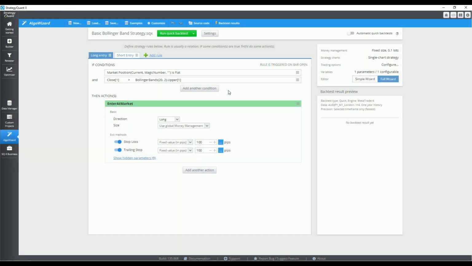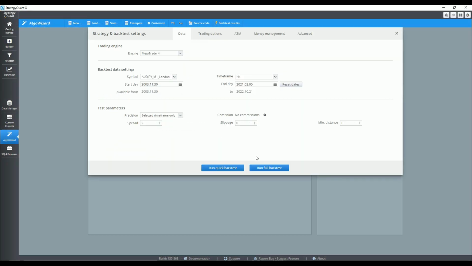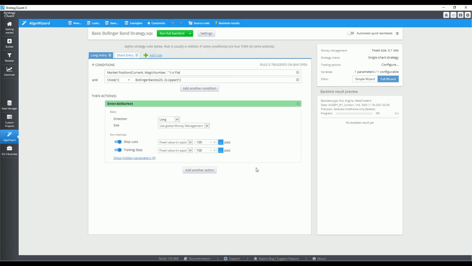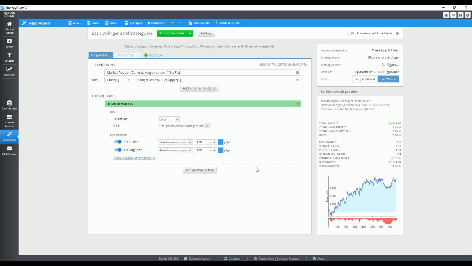Let's first check out the baseline performance without any volume filters. For backtesting, I'll use the 4-hour Aussie Yen, from 2003 to 2021, using a fixed 0.1 lots per trade. The strategy is profitable in the long term, but there are numerous deep drawdowns. To improve the 38% win rate, let's focus on entry signals that occur on high volume, which increases the probability that the trend will continue.